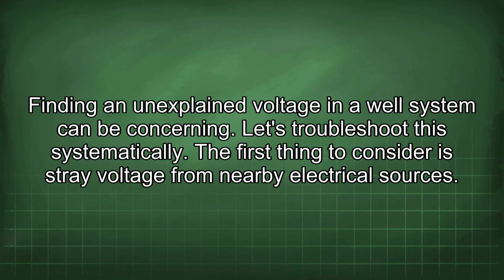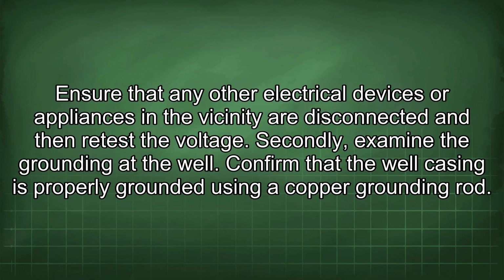Finding an unexplained voltage in a well system can be concerning. Let's troubleshoot this systematically. The first thing to consider is stray voltage from nearby electrical sources. Ensure that any other electrical devices or appliances in the vicinity are disconnected and then retest the voltage. Secondly, examine the grounding at the well.